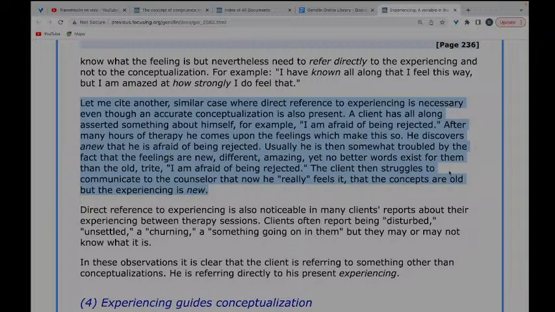Usually he is then somewhat troubled by the fact that the feelings are new, different, amazing, yet no better words exist for them than the old trite, I am afraid of being rejected. The client then struggles to communicate to the counselor that now he really feels it, that the concepts are old, but the experiencing is new.